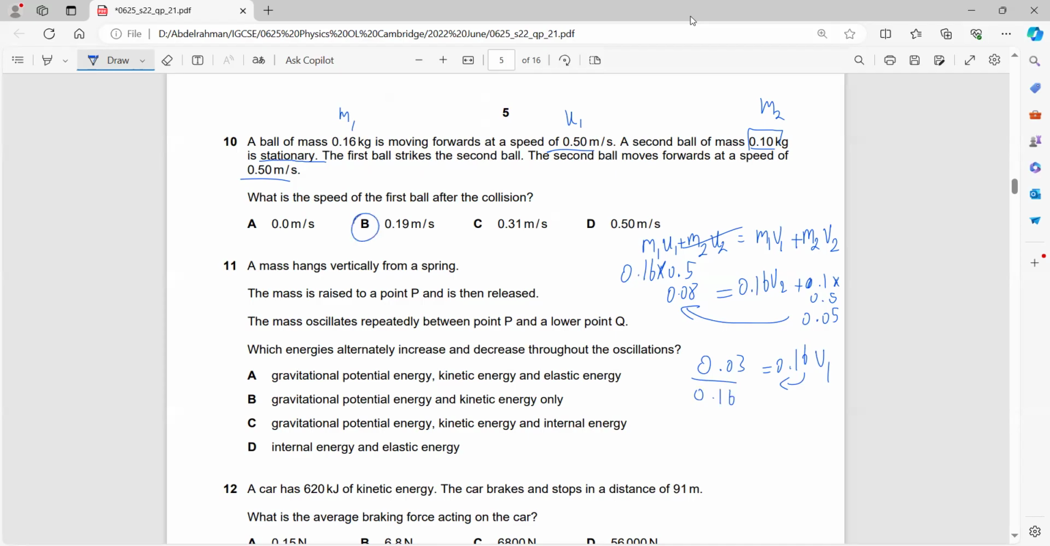1875, which is 0.19. I'm going to look at my charger. Quite easy. Yeah.